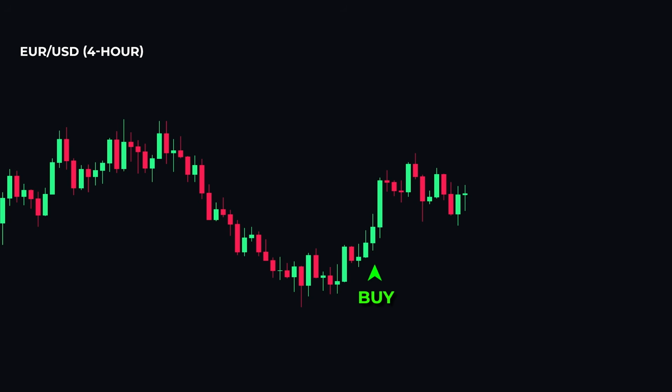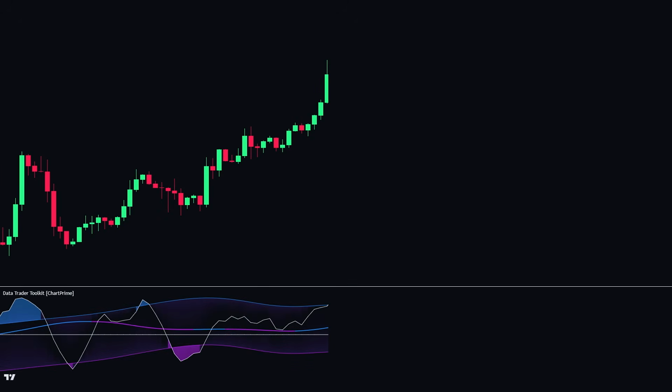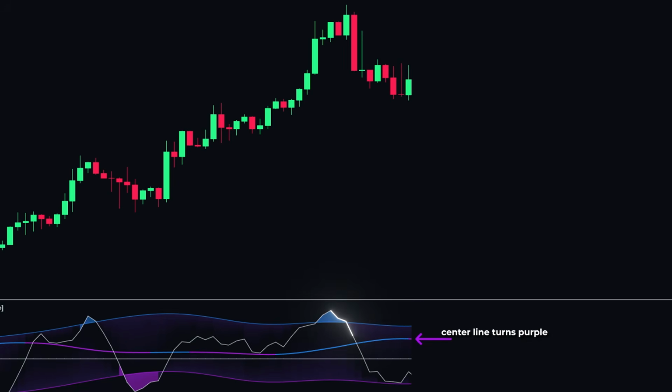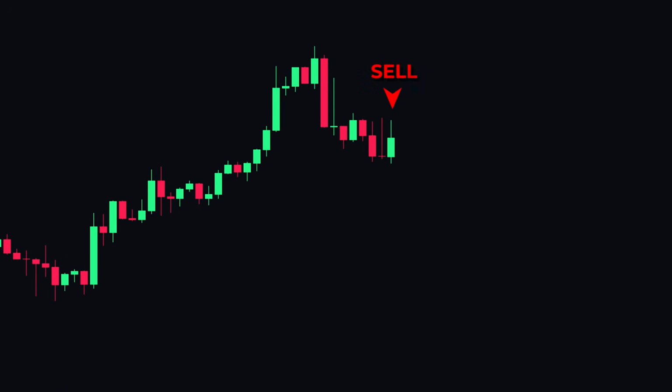And look how perfectly the indicator works. The price rises significantly after we entered. It's the same idea for short positions. First, you wait for the price to cross above the upper bands, then wait for it to cross back inside the bands. Now, make sure the center line turns purple, and when it does, you enter a short position. Again, look at how the price drops after entering our short.